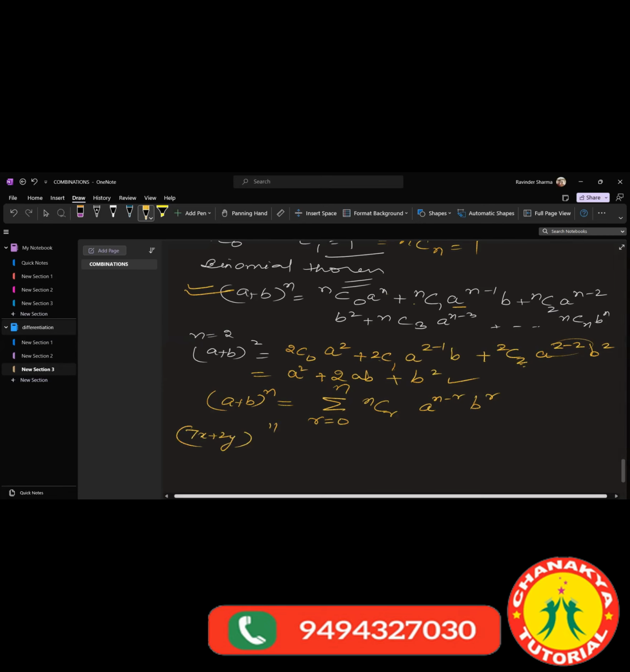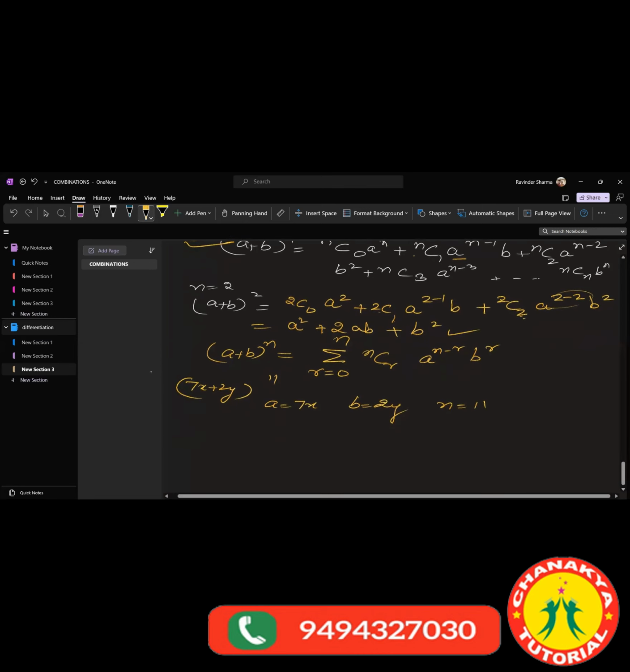So what is the value of A? A is 7x, B is 2y, and n is 11. Okay, beta? So just apply this expansion. So 11C0, 7x to the power 11, plus 11C1, 7x raised to the power 10, 2y raised to the power 1. So both powers sum will be 11 only. So 11C2, 7x raised to the power 9.